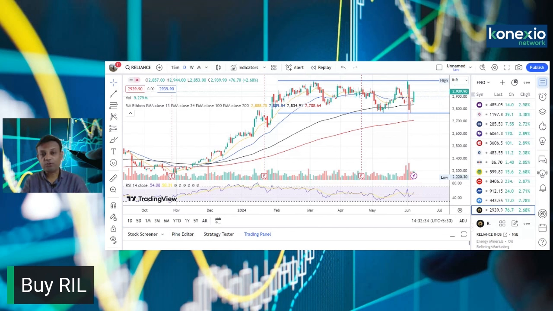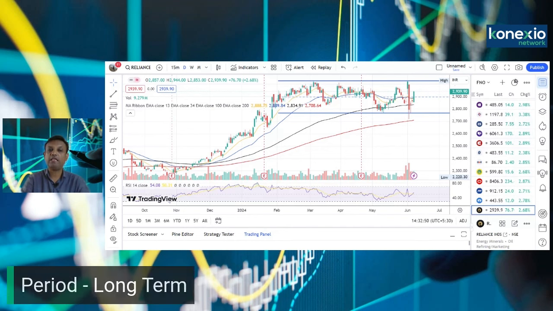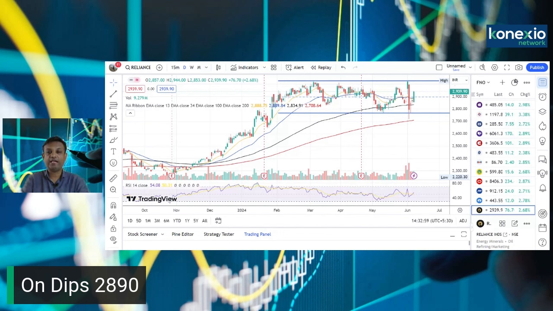Now, technically, the stock has formed a flag formation. It is on a verge of a breakout. The volumes are also rising. So, if we combine both technical plus fundamental triggers, the stock is looking very promising for long-term investors. So, again, I would like to recall the levels. Investors should buy Reliance Industries on dips to 2890 for an upside target of 3200 for long term.